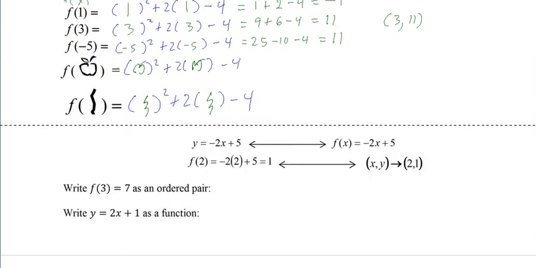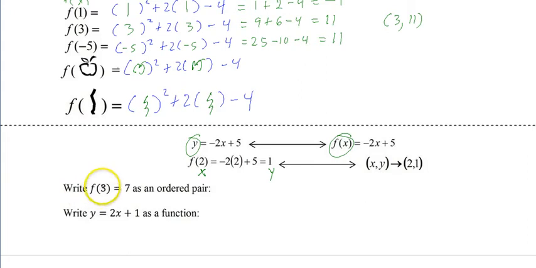Alright, so just a little bit more on them. So if this equation is a function, then you can write it as a function. F of x equals negative 2x plus 5. And when you do that, f of 2 gives you 1 by plugging it in. This right here is your ordered pair. That's why this is a relation. It's a set of ordered pairs. It's an infinite number. So you get x comma y is 2 comma 1. So this is x and this is y. Your f of x and your y are the same if it's a function.